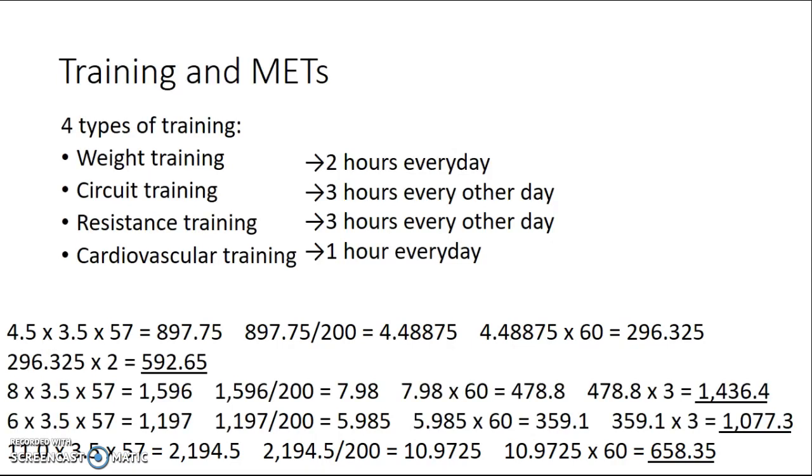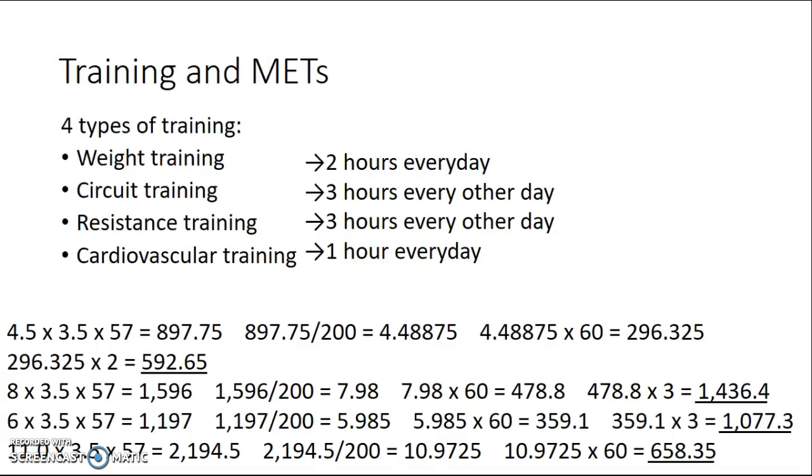So I took these 4 different types of training and put them at different points in his food program. He would train 2 hours every day for weight training, 3 hours every other day for circuit training, 3 hours every other day for resistance training, and 1 hour a day for cardiovascular training. The circuit training and resistance training were on alternate days, so circuit training would be one day and then resistance training the next day.